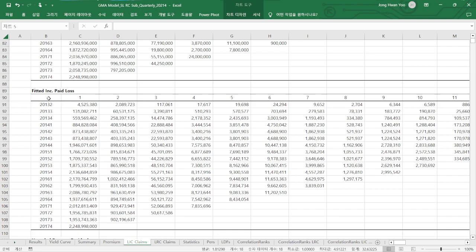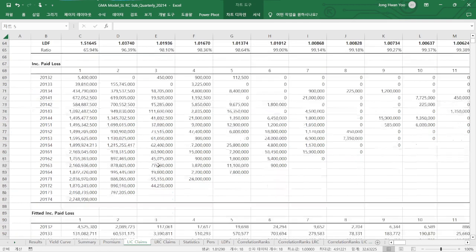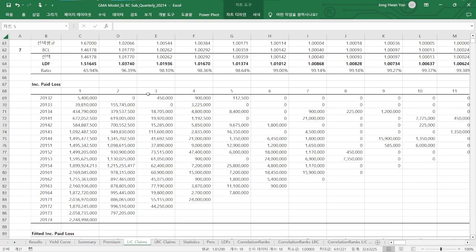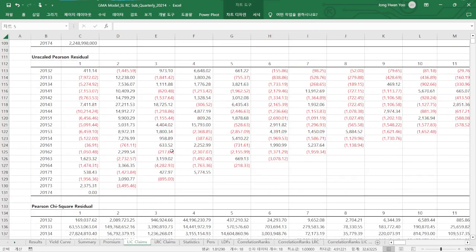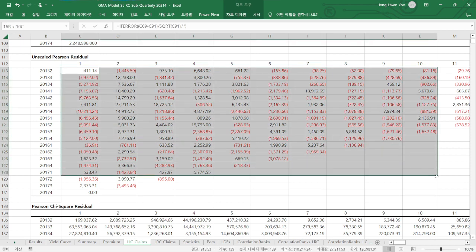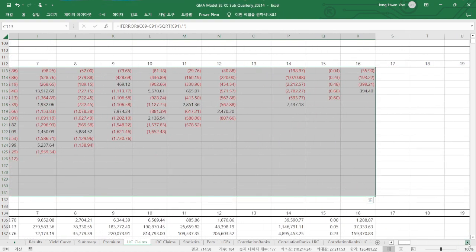Here I would say fitted incremental paid loss. With the data, I create the historical incremental paid loss triangle. And based on this loss development factor, I have fitted the pseudo incremental paid loss triangle. And that's where we can derive the residuals. And right now, you have to look at, for example, how these residuals are distributed.